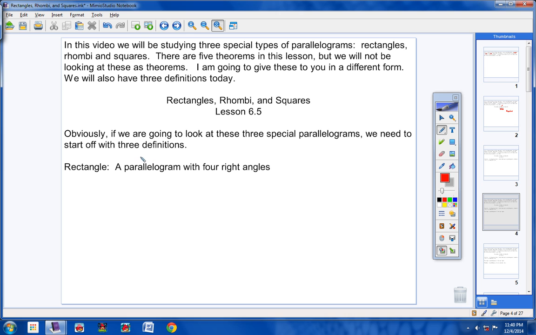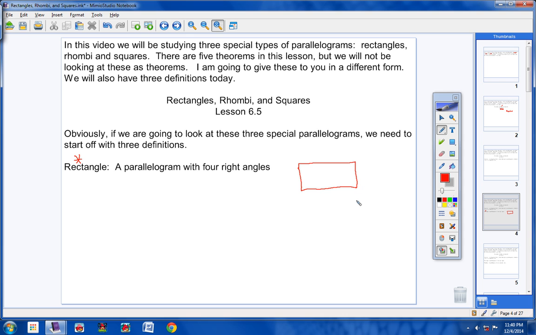Stop right there. Notice I did not say a quadrilateral. Now, is a rectangle a quadrilateral? Yes, it is. But more specifically, it is a parallelogram, okay? All 3 of these are parallelograms, okay? All 3 of them. A rectangle is a parallelogram with 4 right angles. So all that you need for a rectangle is 4 right angles. That's it. So, copy this definition down, please. This would be a rectangle.